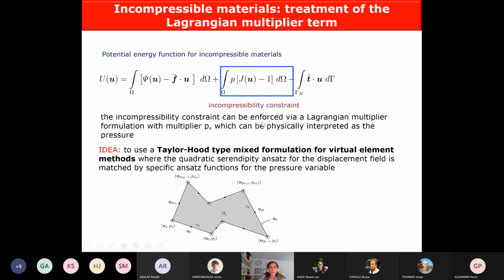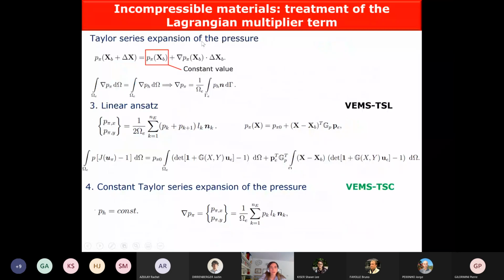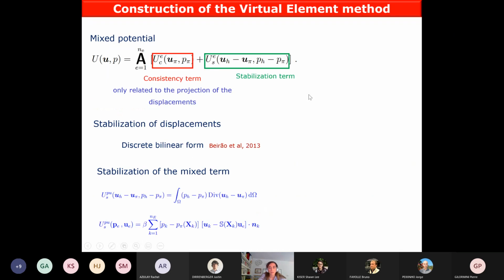In particular, we assume, for example, a discontinuous constant pressure field or a continuous constant pressure field, or even we assume a possible Taylor series expansion of the pressure, where xb is the centroid of the element, assuming linear ansatz or constant ansatz of the pressure along the boundaries. I will not give detail on this. If you are interested, then I can show you a reference paper.